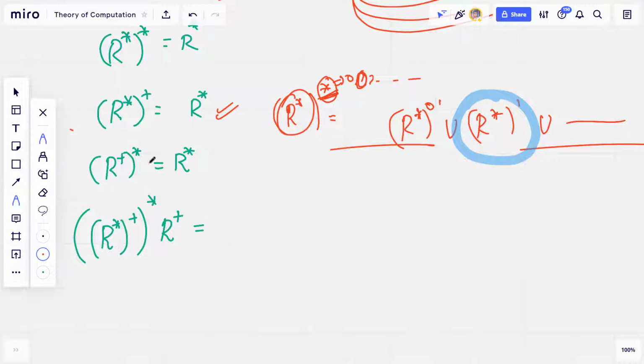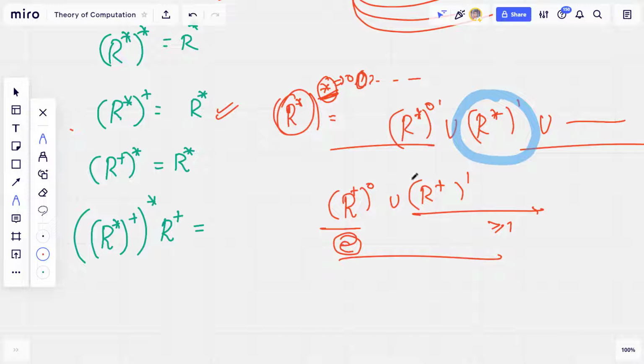Okay. On the same grounds, this is R plus. It will be R plus power 0 union R plus power 1. This will be the set of all strings of length greater than or equal to 1, and this will be epsilon. So we get the epsilon and the set of all strings of length greater than or equal to 1. This will be R star.